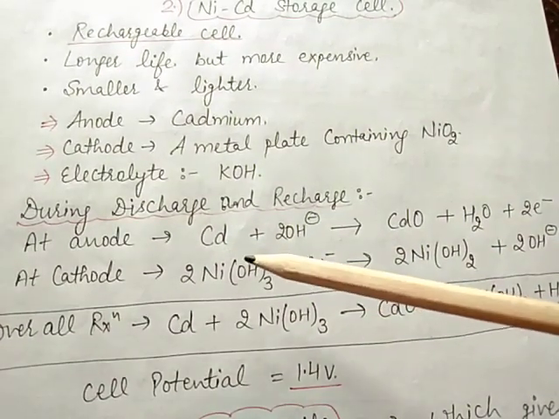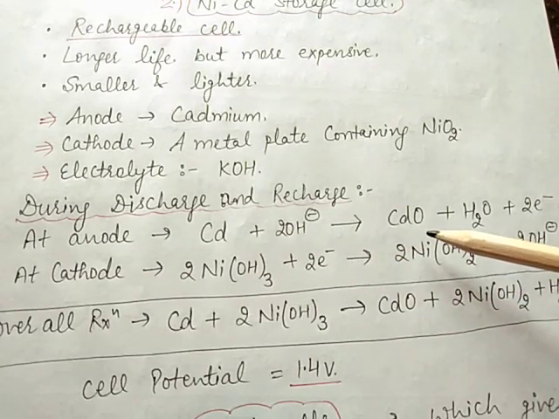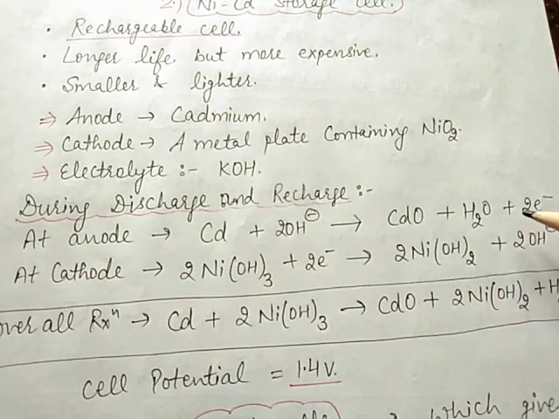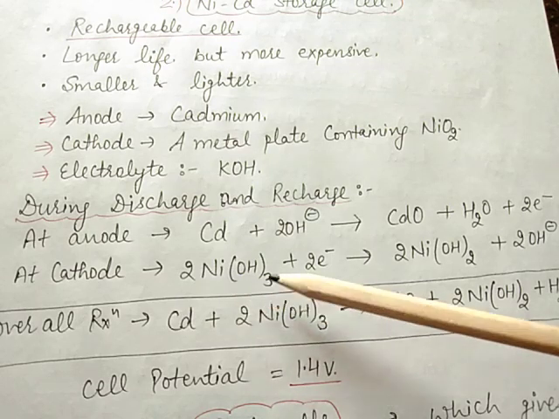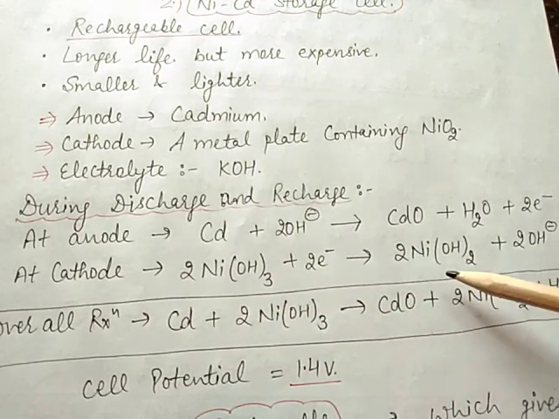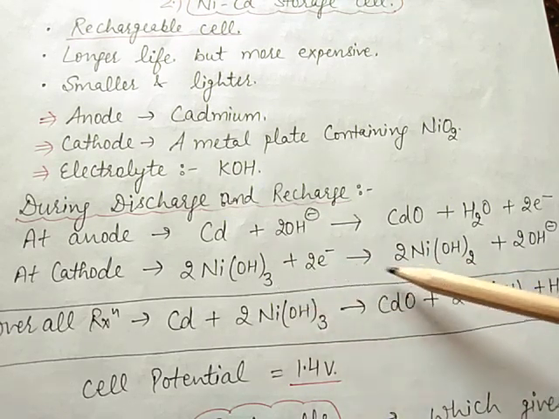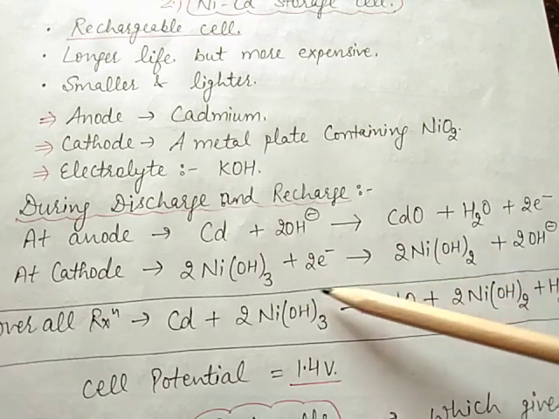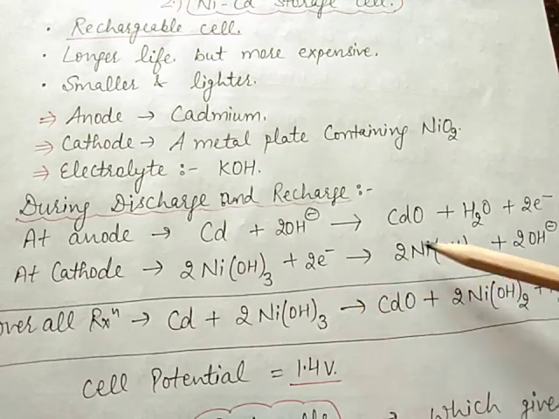At the anode, cadmium changes into cadmium oxide by losing 2 electrons. But at the cathode, nickel trihydroxide changes into nickel dioxide, meaning Ni plus 3 changes into Ni plus 2 by gaining the 2 electrons.